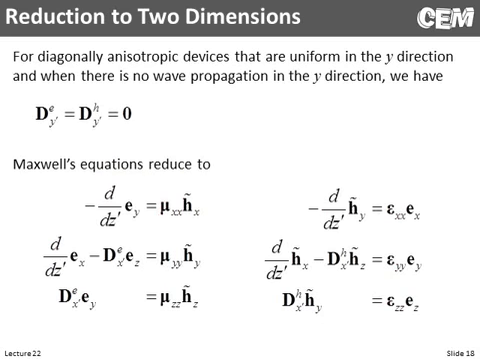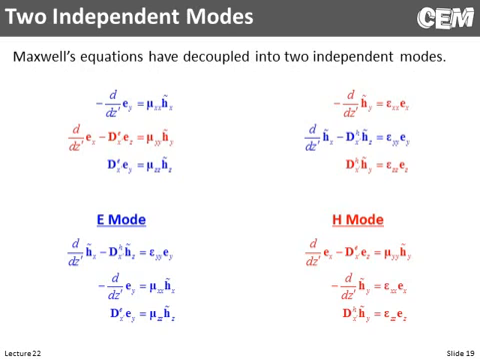And it shouldn't be surprising what happens next. What happens next is that our 6 equations have decoupled into 2 independent modes. One we'll call the E mode, and one we'll call the H mode. And so here I've color coordinated it. The red equations will correspond to our H mode, so they contain EX, EZ, and HY, and none of those terms exist in the blue equations. Likewise, the blue equations, our E mode, contain HX, HZ, and EY, and none of those terms exist in the red equations. So now we divide them by color, and we see we have 2 independent modes, E mode and H mode.